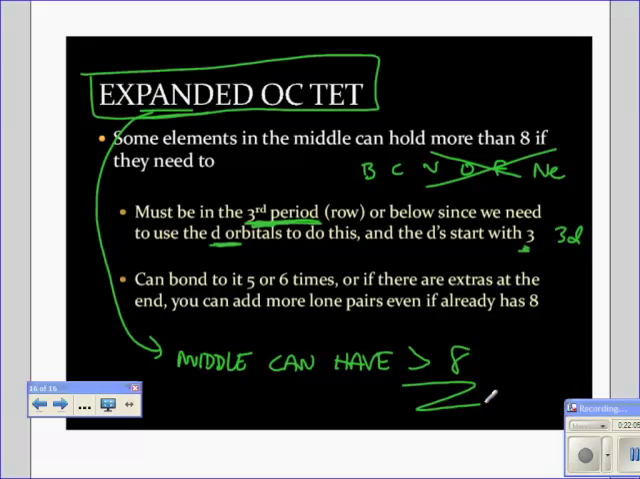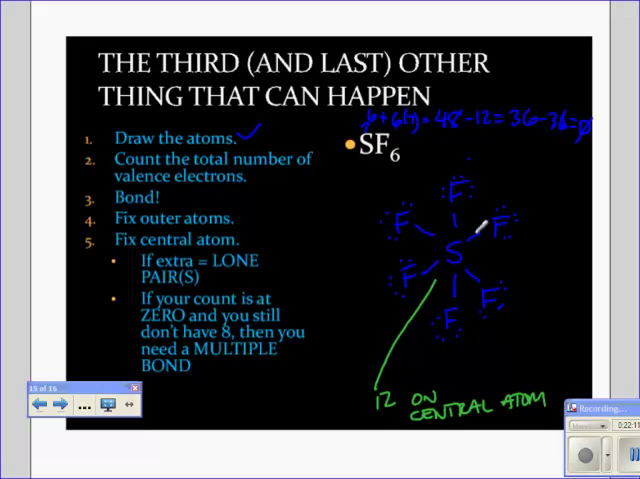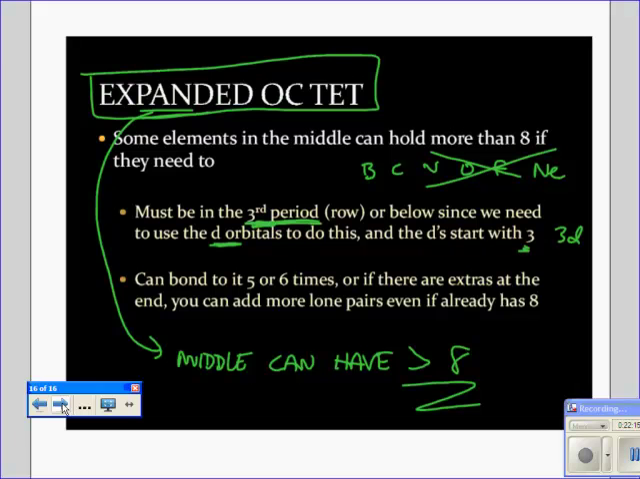Doesn't matter how many it has, really. You have to put all of the ones in. So in this picture, we had to put in 48. We had 6 things bonded to it, so it's going to have 12. But you can bond to it either 5 or 6 times. If you still have extras, you just chuck them on the middle. Things could go expanded if you need them to.